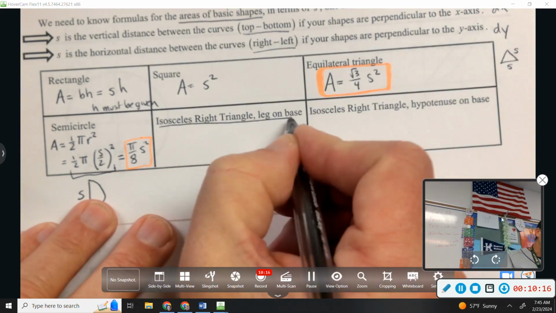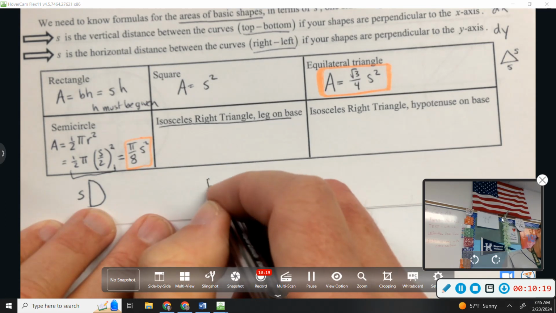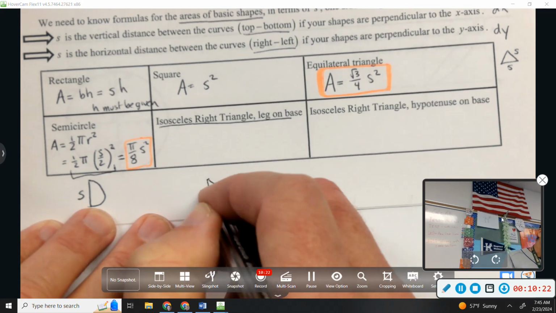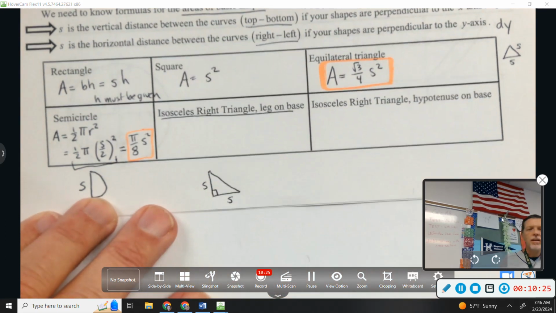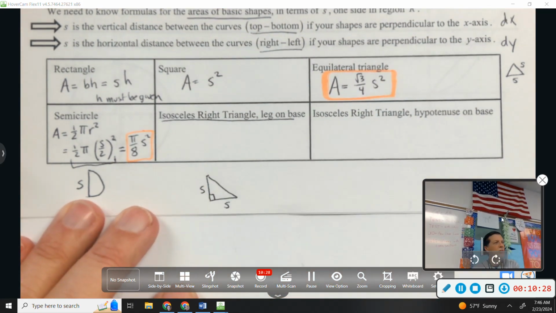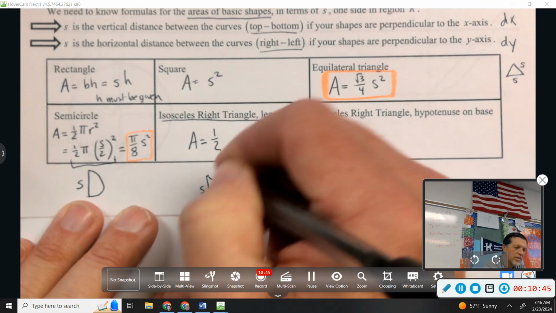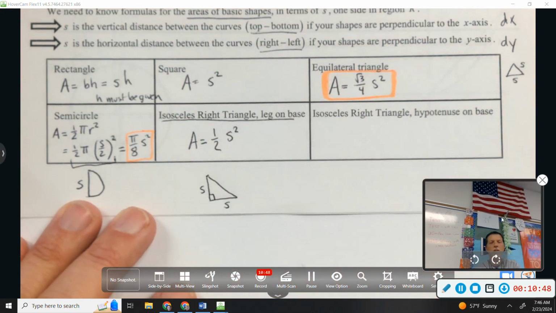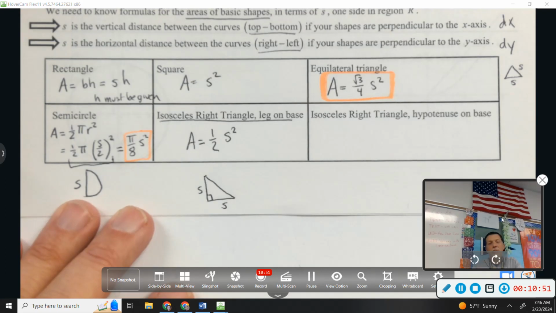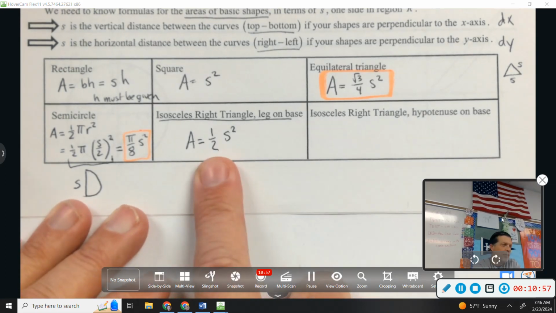Isosceles right triangle with a leg on the base. So that means it would look like this. This is another one that I'm not going to memorize. What's the area of that triangle? What's the area of any triangle? 1/2 base times height. So 1/2 base times height, 1/2 S squared. Again, I'm not coloring that one orange because I don't need to memorize that. I know what the area of a triangle is. If you don't know the area of a triangle, well then maybe you need to memorize that.